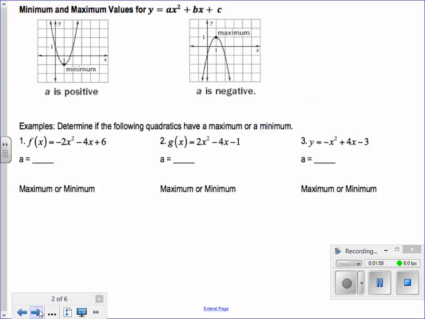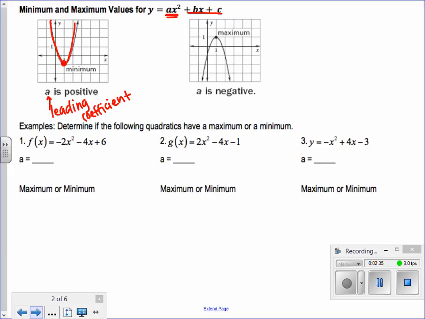Parabolas can either open up, look like a U, or open upside down. When the parabolas open up, that means that in our equation in standard form, ax squared plus bx plus c, the a, the first term, or we can say the leading coefficient, is positive. So our graph is going to open up, and the vertex is going to be a minimum. That's the lowest point on the graph.